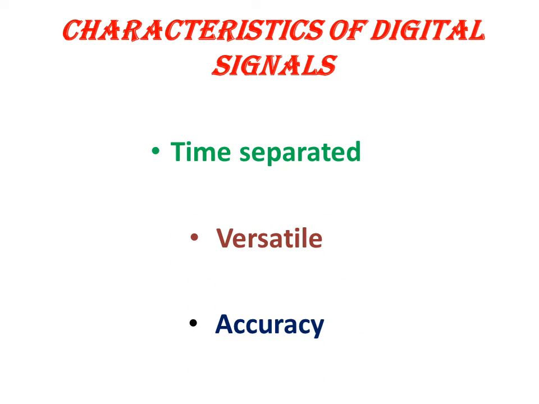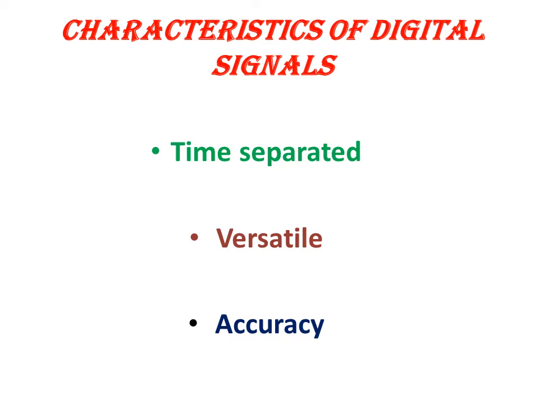So these are a few characteristics of digital signals. Digital signals are time separated signals. This type of electronic signal can be processed and transmitted better compared to analog. Digital signals are versatile, so they are widely used. The accuracy of the digital signal is better than that of the analog signal. A few examples of digital signals are digital watches, digital video signals, CDs, computers, etc.